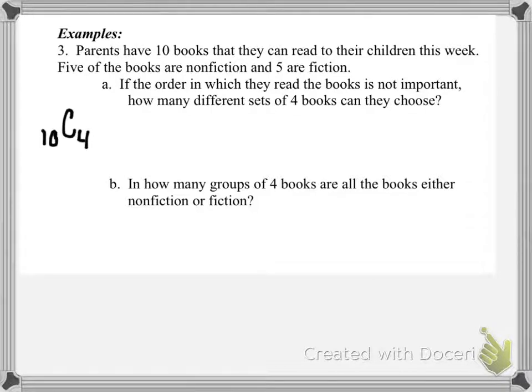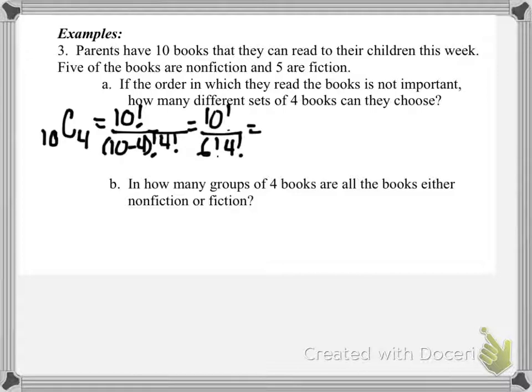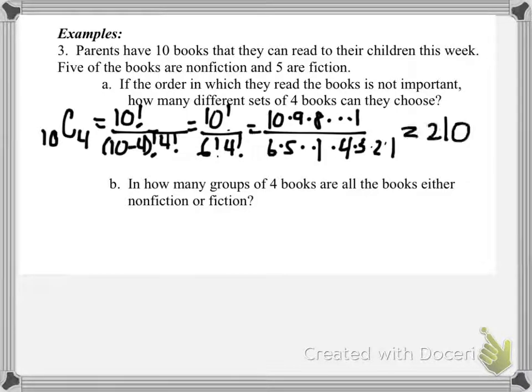So again, if we go ahead and plug this into the formula, this is what it looks like. The top one is your n, so you have 10 factorial, times 10 minus 4, which is your n minus r factorial. And then you have the 4 factorial, which is your r factorial. So remember, factorial means that you're starting from that number and you're actually multiplying it all the way down to 1. So it would look something like this. And all said and done, the answer is 210 ways.